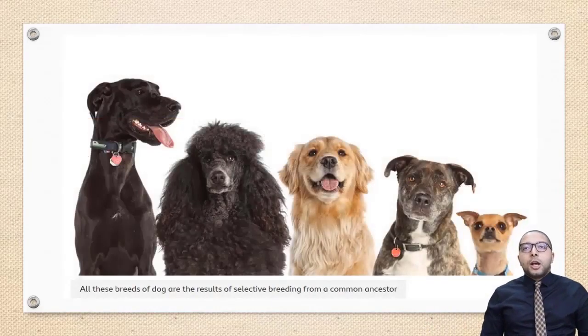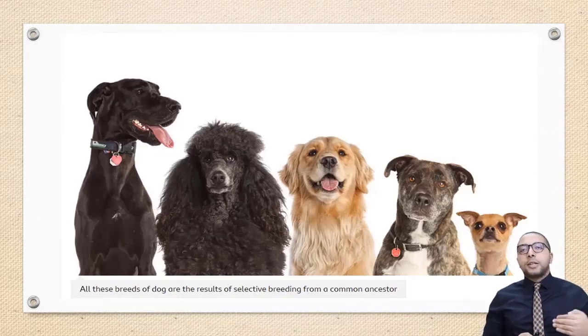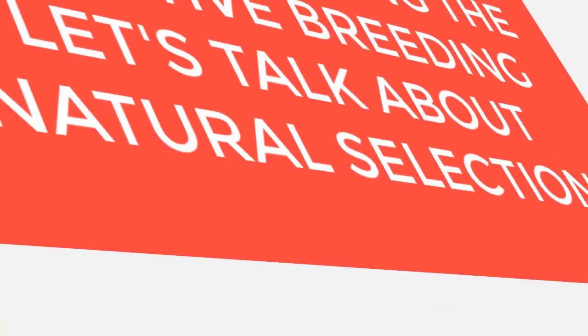Good. In this picture, as you can see, we have different dogs. These dogs were developed with the help of selective breeding. People were breeding different dogs in order to get a certain feature, a favorable feature. As you can see, these dogs were not looking the same as their ancestors, but they look totally different from their ancestors.